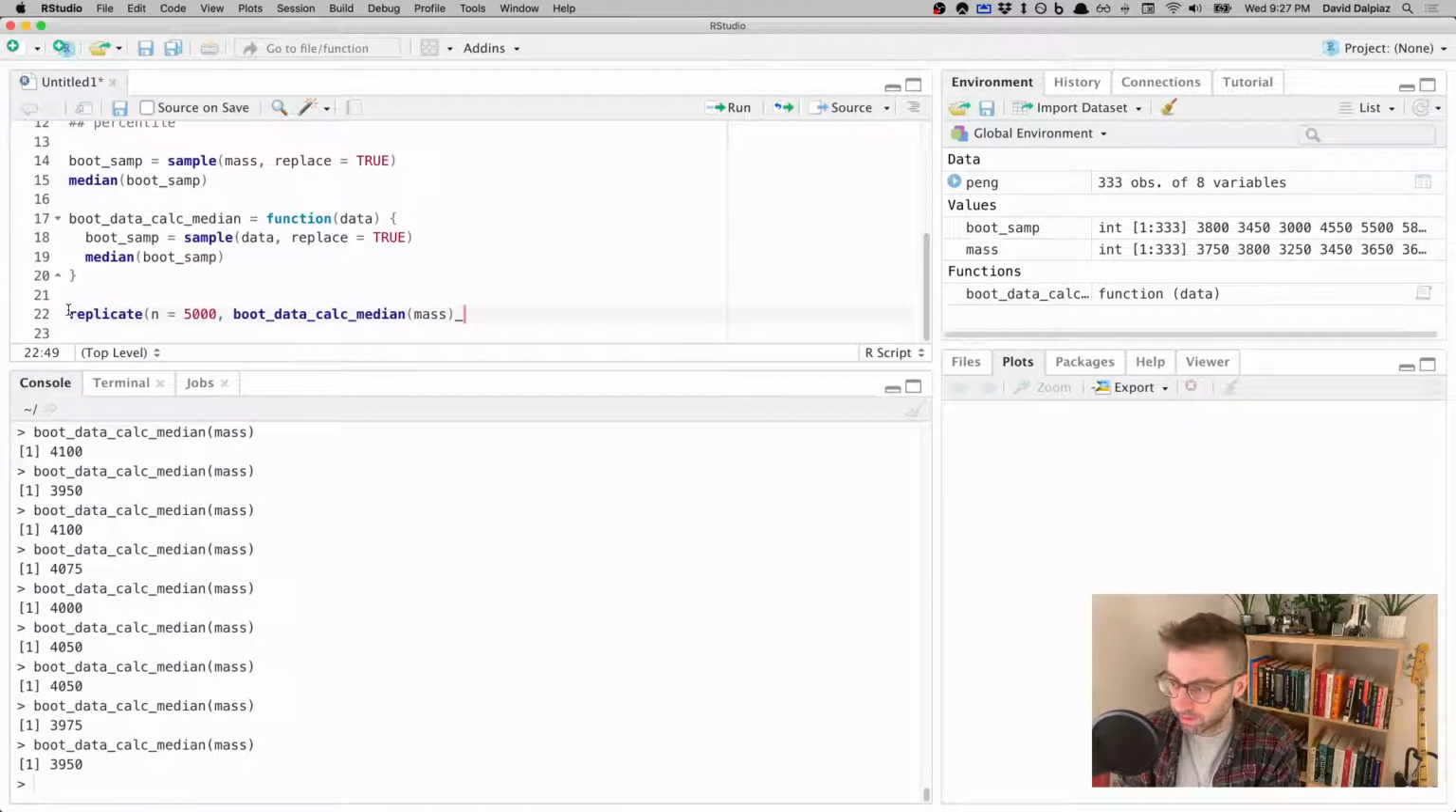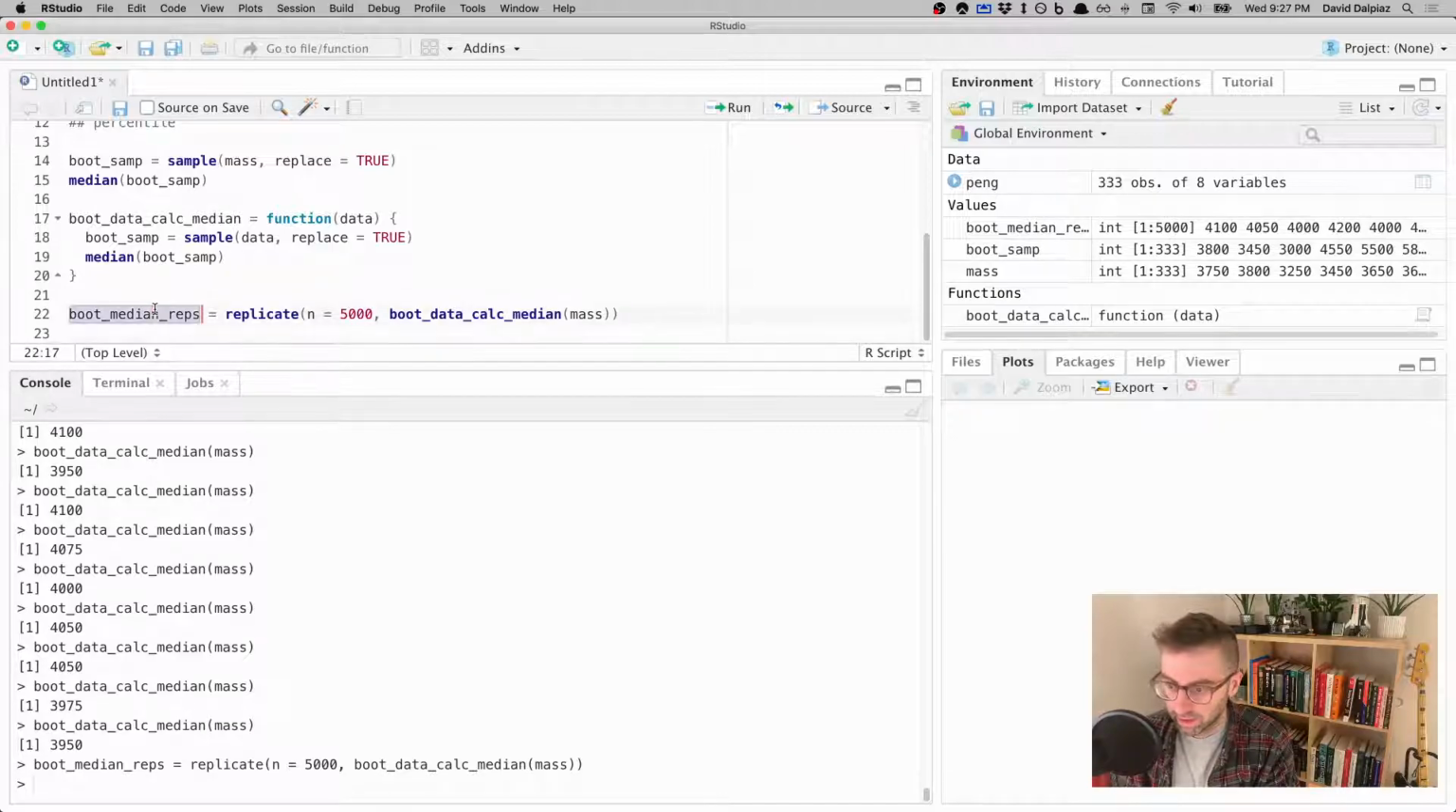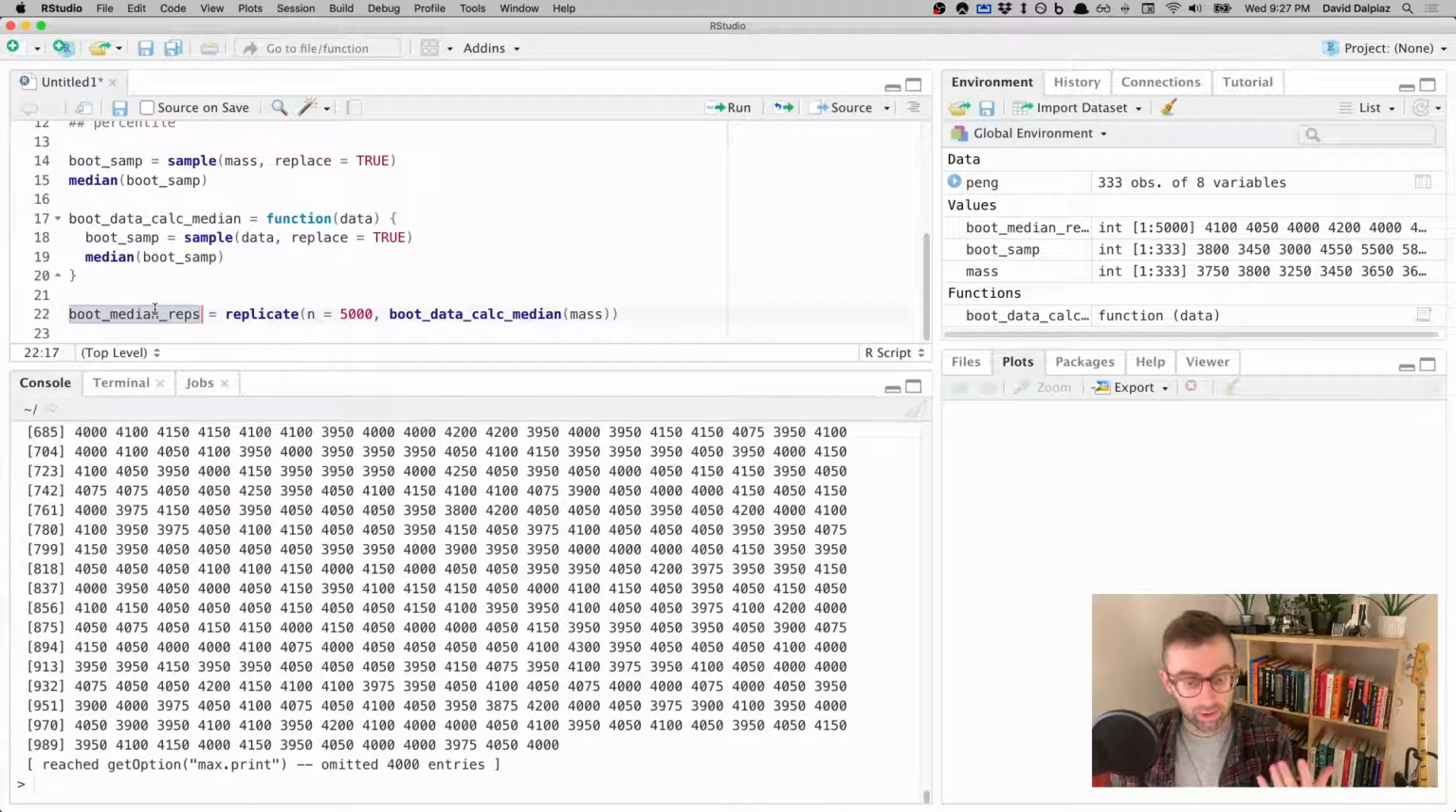So now what I'll do is replicate, 5,000 is generally a good number. So I'm going to call this boot median replicate, something like that. I know that's like a long name, but it's descriptive. It's good, right? Okay, so there are the Bootstrap replicates.